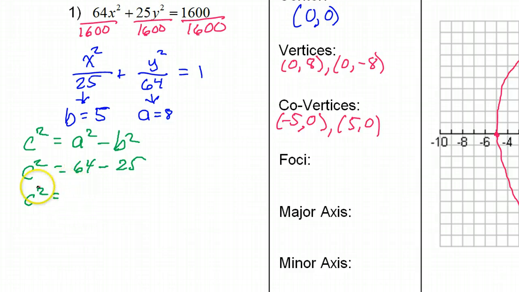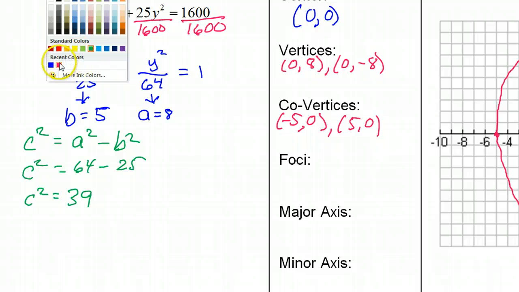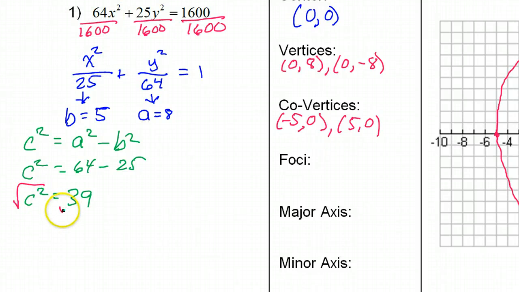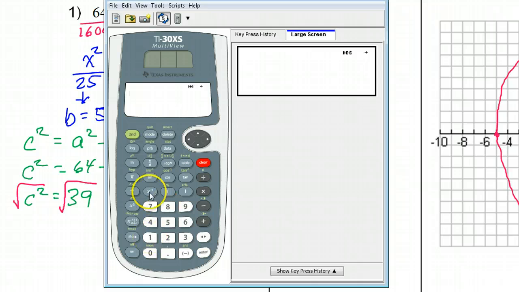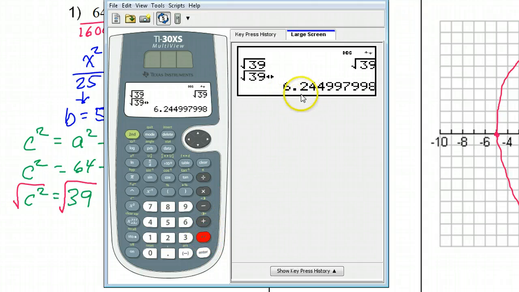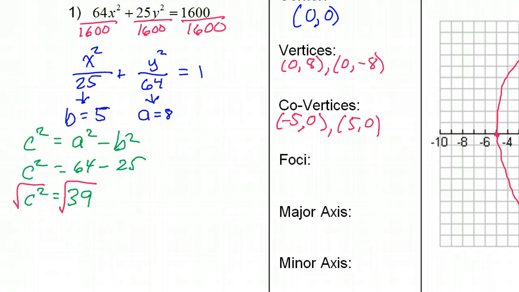So that means c squared equals 39, and if I take the square root of both sides, let's see if anything will actually happen. Alright, so that doesn't simplify, so it's just the square root of 39, which is approximately 6.2, by the way. So that tells me that c is equal to the square root of 39, which is approximately 6.2.